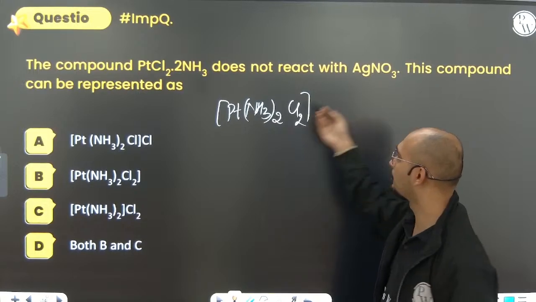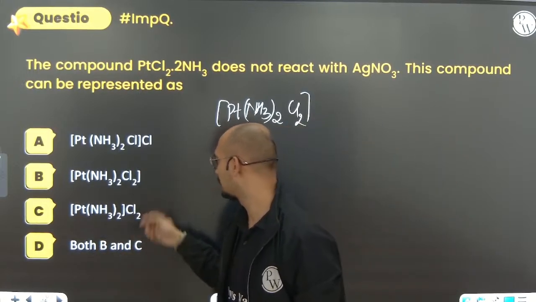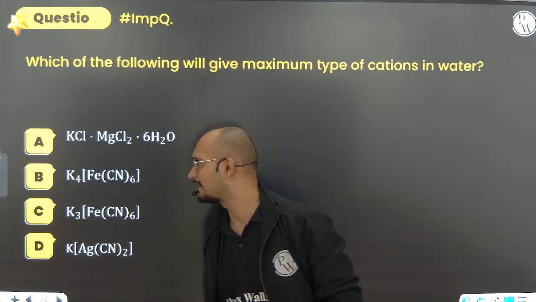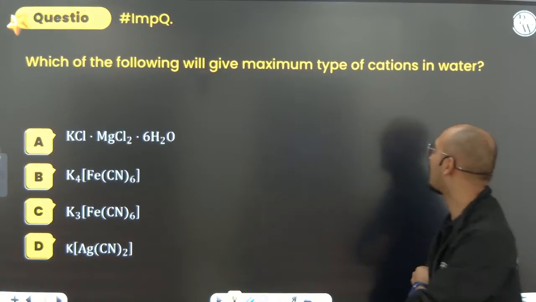So this compound can be represented by... Can you see? PT? No. Only option B. Any doubt? No doubt. Which of the following will give maximum types of cation in the water?